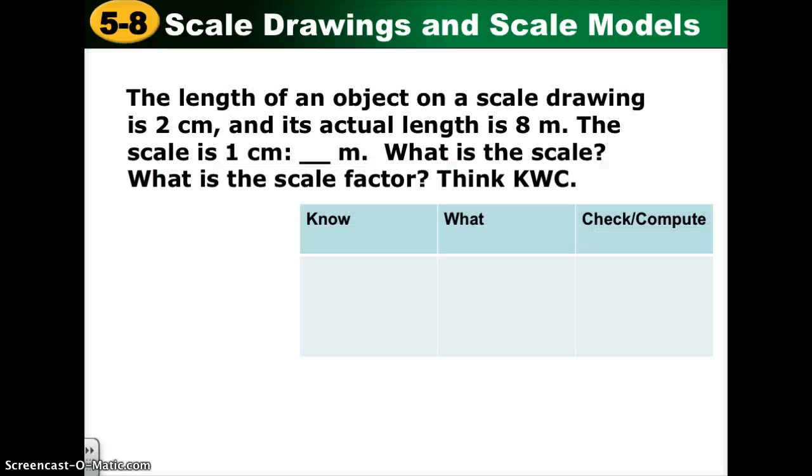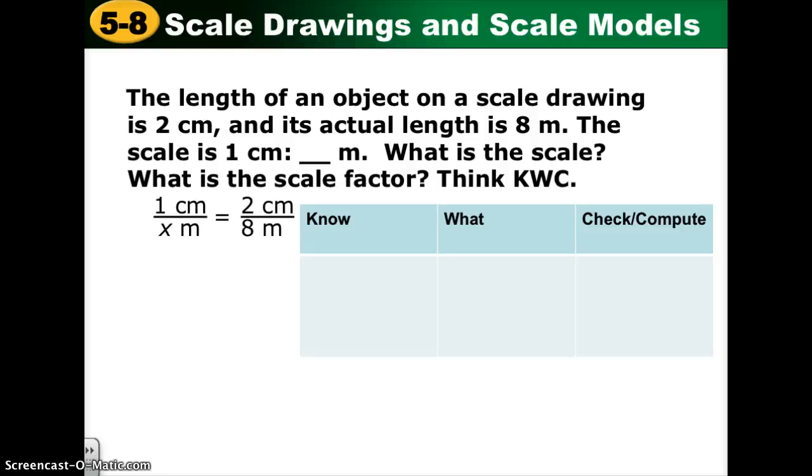The length of an object on a scale drawing is 2 centimeters and its actual length is 8 meters. The scale is 1 centimeter to blank meters. What is the scale and what is the scale factor? Typically we want to try to get the scale in terms of a unit of 1. That's why it's reduced to 1 centimeter. So think about what you know, what you want to know, and check your answer.